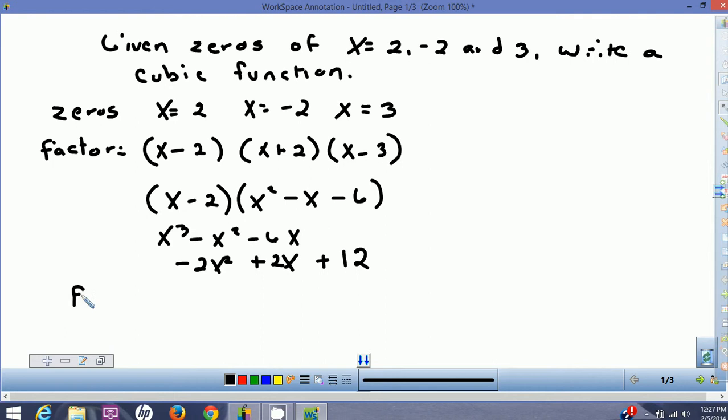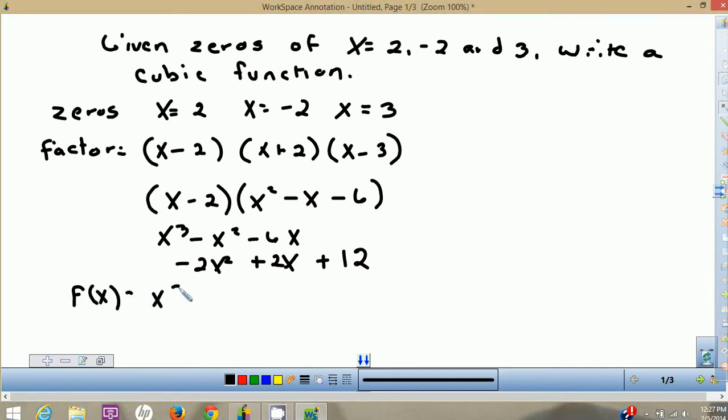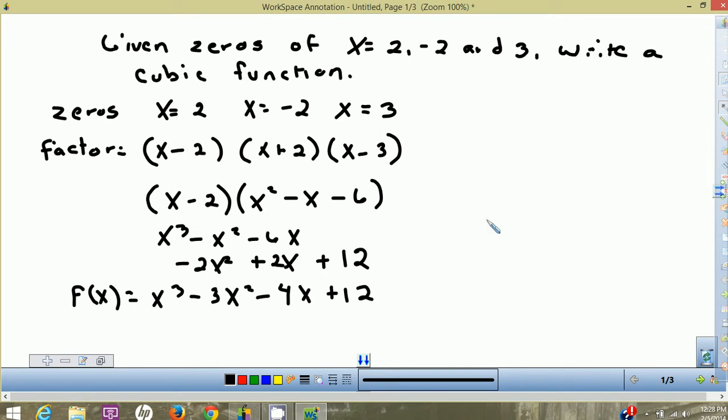Then I can simply write this in standard form. F of x is equal to x cubed, then minus x squared minus 2x squared is minus 3x squared, and then minus 6x plus 2x is minus 4x, and then plus 12. So there is my polynomial written in standard form, a cubic polynomial that has zeros at 2, negative 2, and 3. Let's try another one of these.